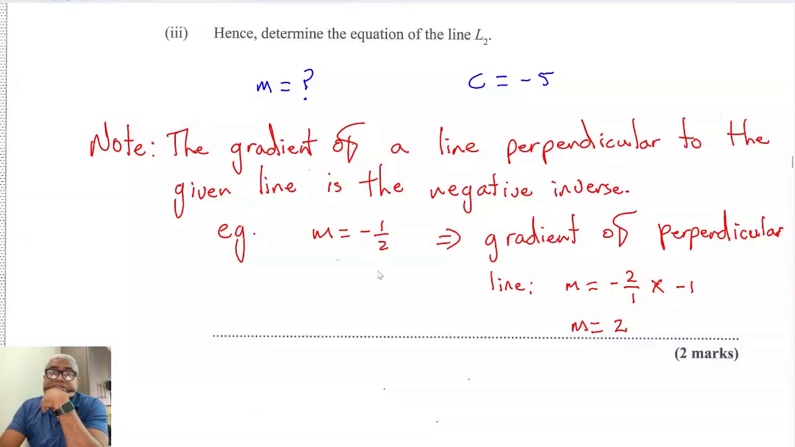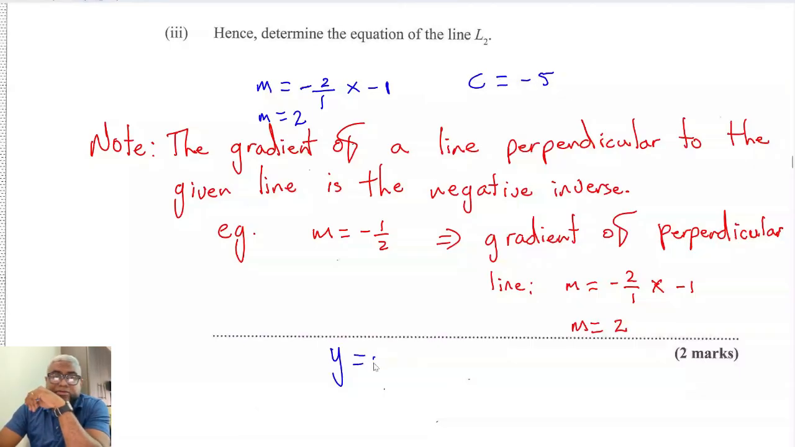Right? So this was actually the example that I used, the actual question that we just did. The original gradient was -1/2. So you flip -1/2, you get -2/1, and you multiply by -1. Cool? When you work that out, you'll get m is equal to +2. So we have m is equal to +2, c is equal to -5.